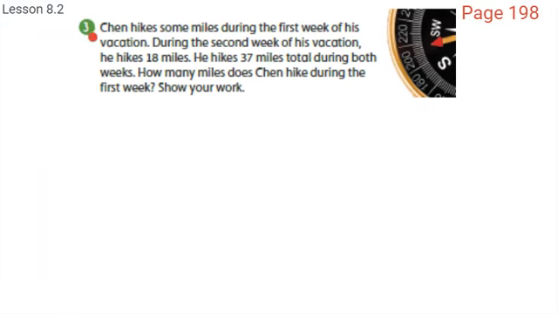On page 198, Chen hikes some miles during the first week of his vacation. During the second week of his vacation, he hikes 18 miles. He hikes 37 miles total during both weeks. How many miles does Chen hike during the first week? Show your work. Let's go back here. He hikes some miles during the first week. During the second week, he hikes 18 miles. And he says he hikes 37 miles total. That's the whole during both weeks. How many miles does Chen hike during the first week? Show your work.